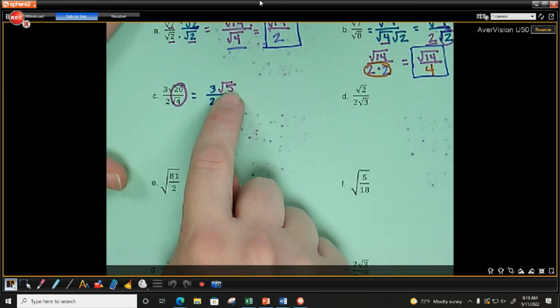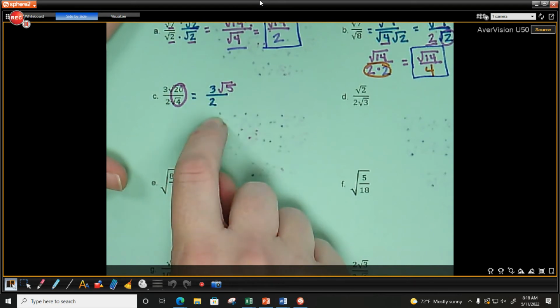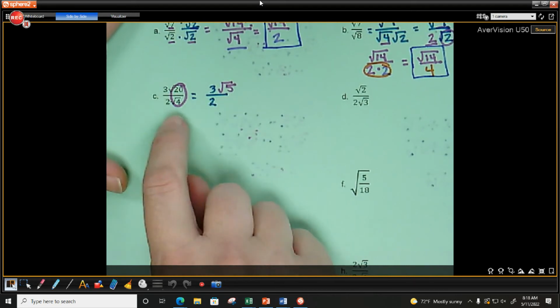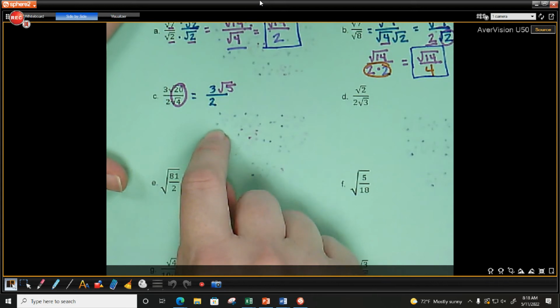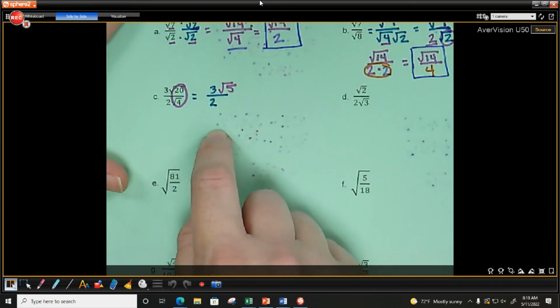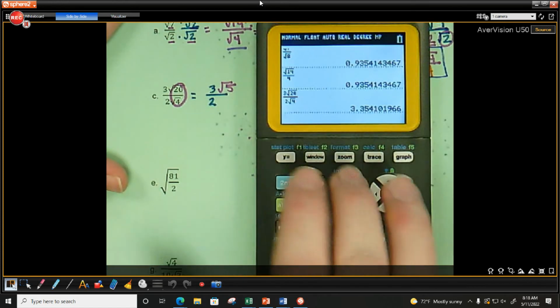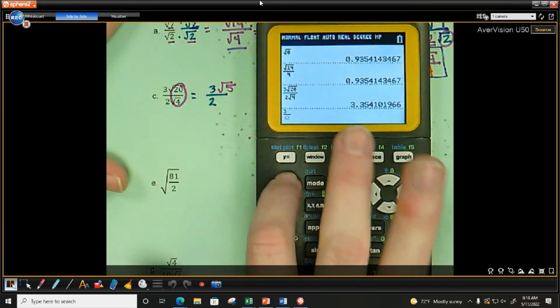You can't simplify 3 over 2. Can't simplify the square root of 5 because 5 is prime. Is there a radical in the denominator? So did that fix everything? Yes. So I don't have to rationalize the denominator here. Just by simplifying the radical, it fixed itself. But we're still going to write 3 square root 5, check on our calculator, over 2.